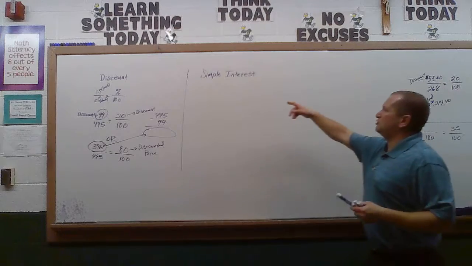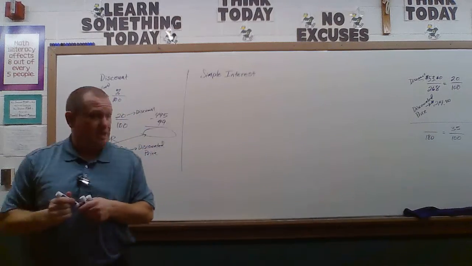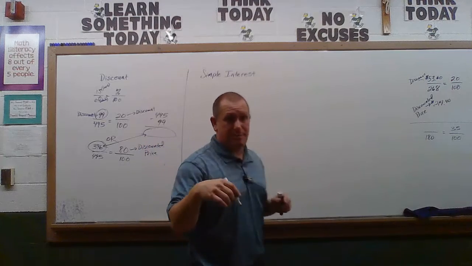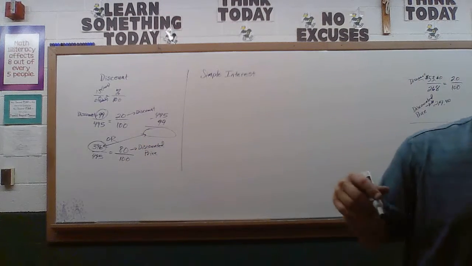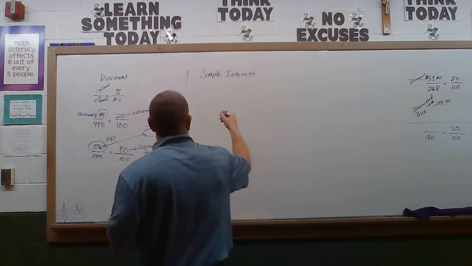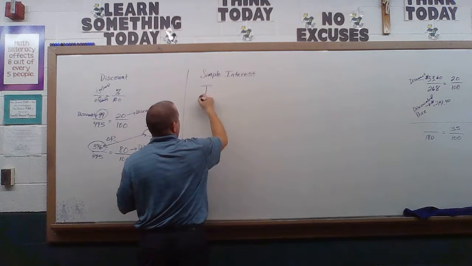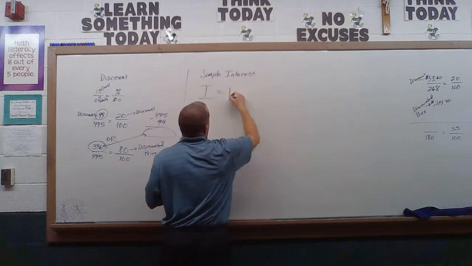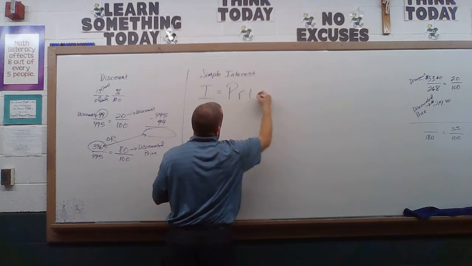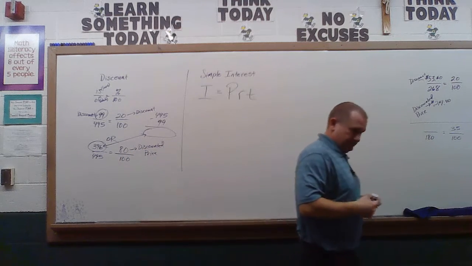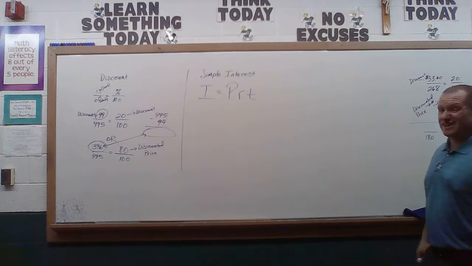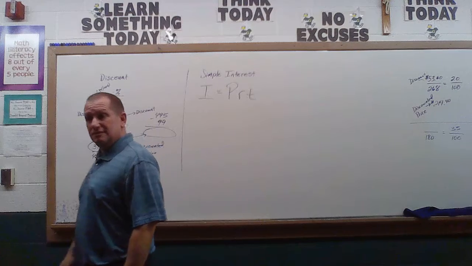So for simple interest, there's a formula. And this is a really popular formula too. If you take my other class, business math, as a junior or senior, you would do this a lot. So my formula is capital I equals capital P, little r, little t. All right, any idea what any of those letters mean?